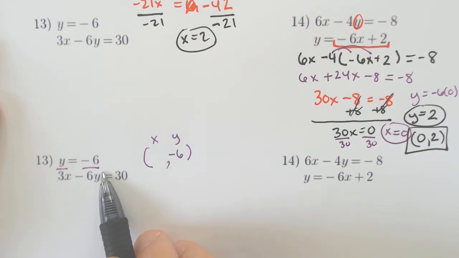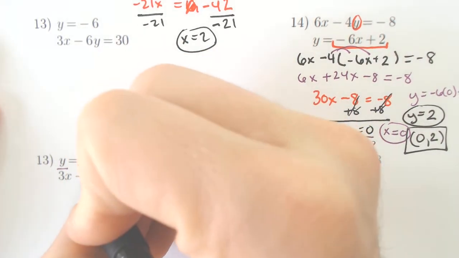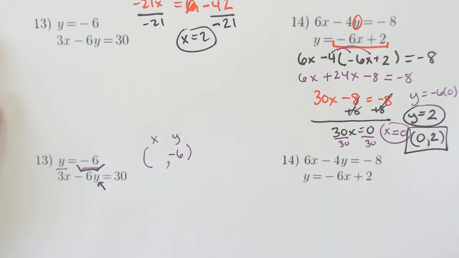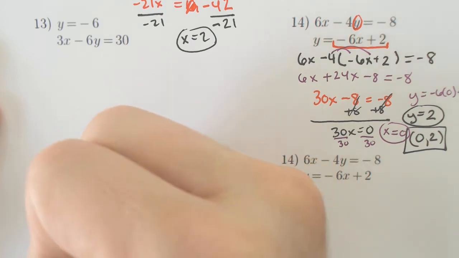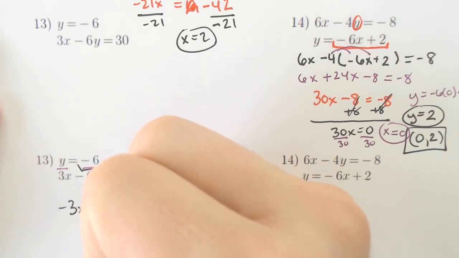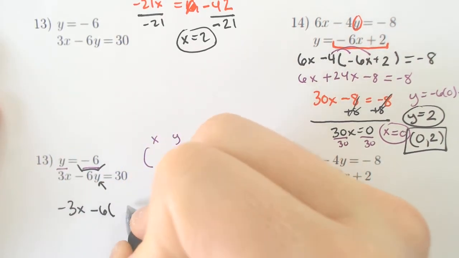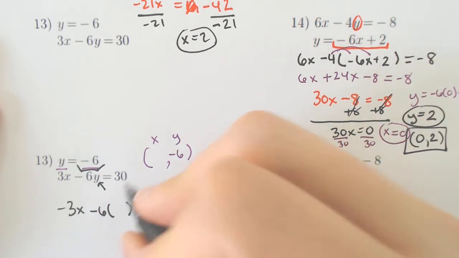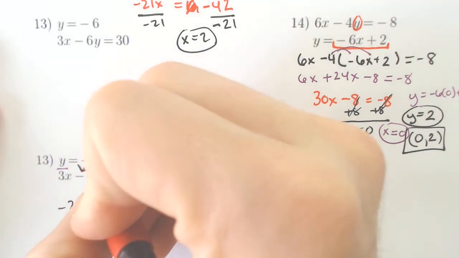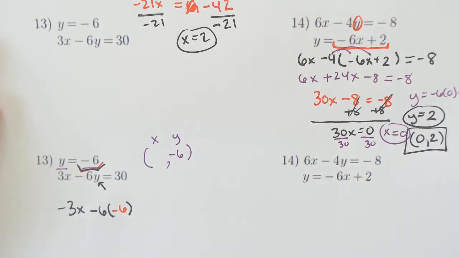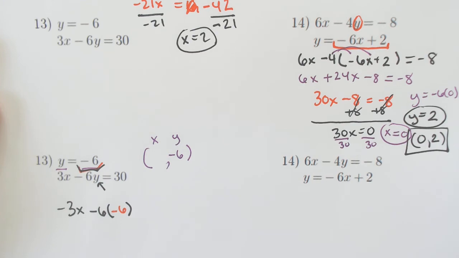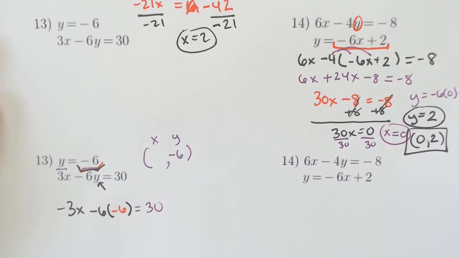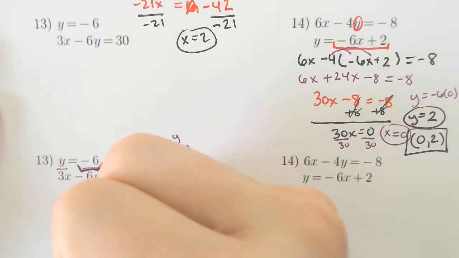Y equals negative 6. And that is what you could, quote unquote, plug in or substitute for y in the other equation. So we got negative 3x minus 6 in front times the y. Well, the y is negative 6. So I'm plugging in this negative 6 right here. This part is getting plugged in right there. I don't like that they're both a negative 6. That kind of makes it harder. Equals 30. And now you just do some math.